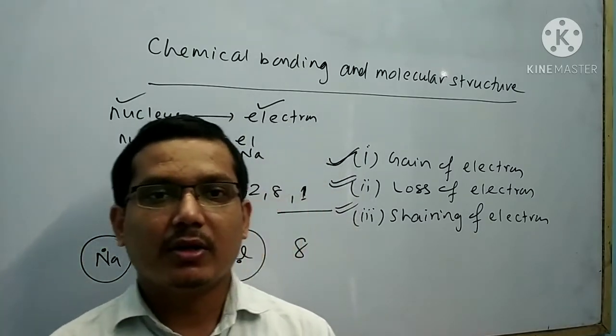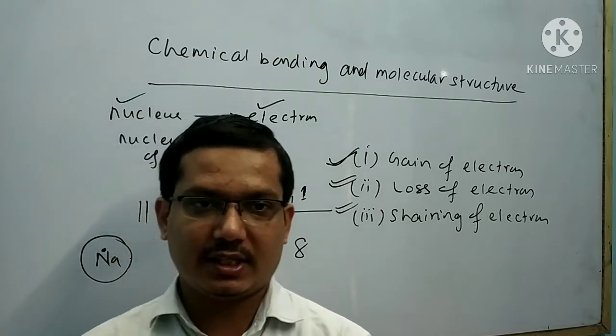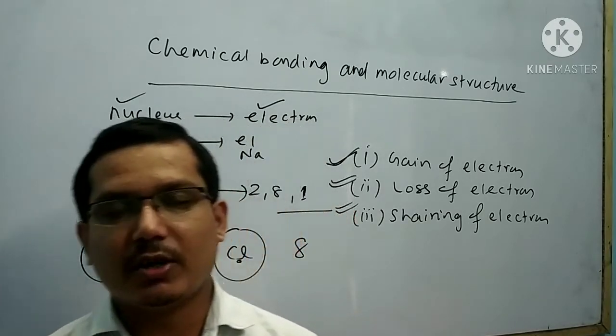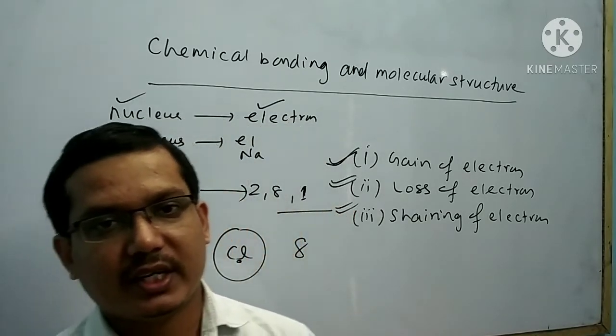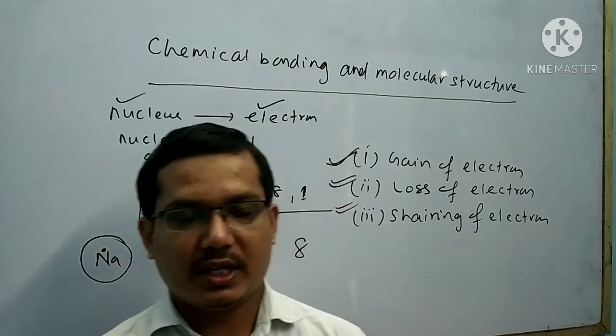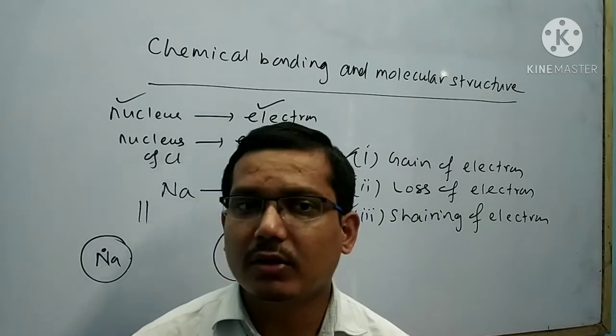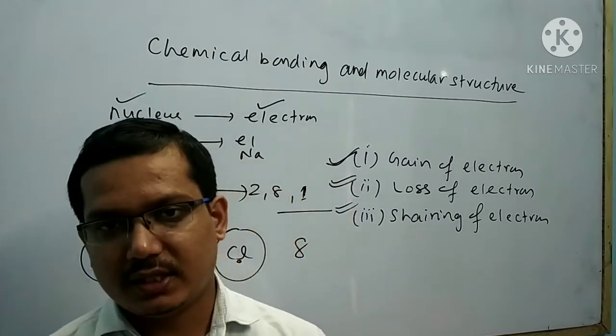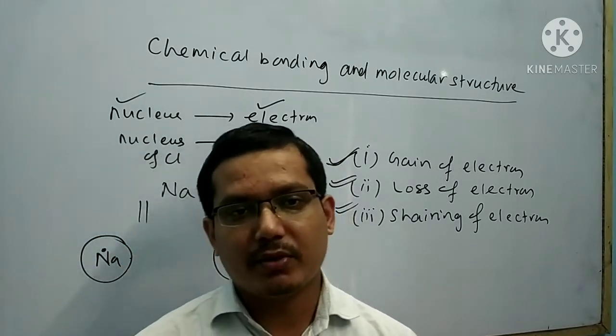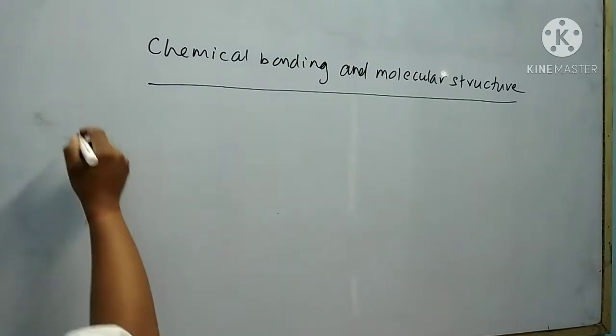So remember, more is the energy, less is the stability. There are three causes of chemical bond. One is to attain inert gas configuration. Second is to result in the net attractive force. Third is lowering of energy. As a result, the net force is attractive.